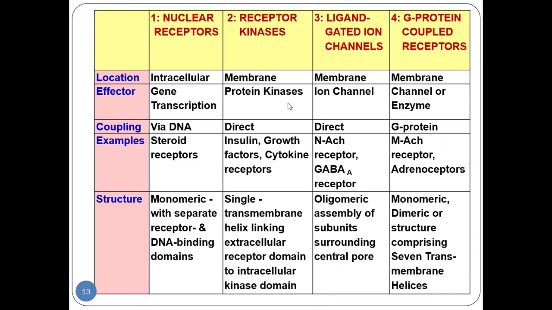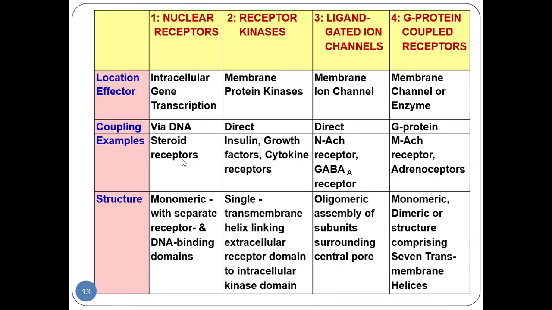Whereas in kinase receptors, your effector is protein kinases. In ligand-gated ion channels, the effector is the ion channels, and in GPCR, the effectors are channels as well as enzymes. A nuclear receptor is coupled with DNA, whereas enzyme kinase receptors are not linked with anything else. But G proteins are coupled in the intracellular domain. That's why we call it a G protein coupled receptor, because the G protein is coupled inside the intracellular domain.